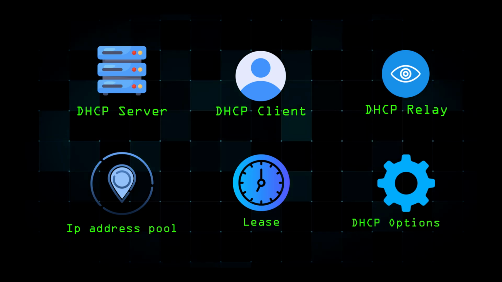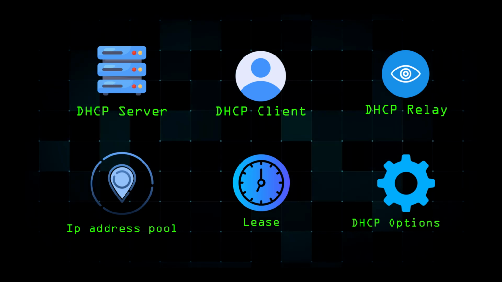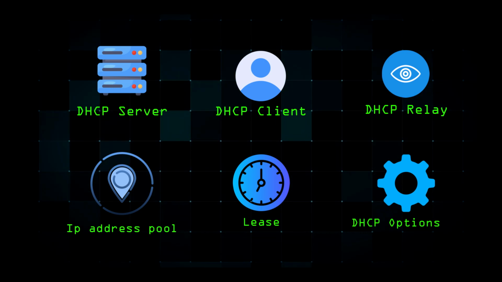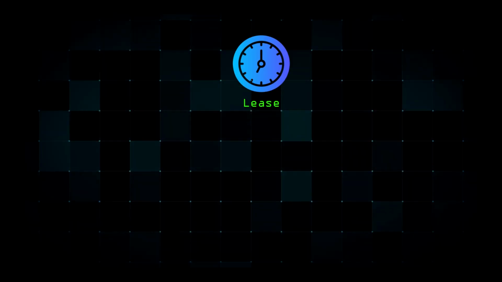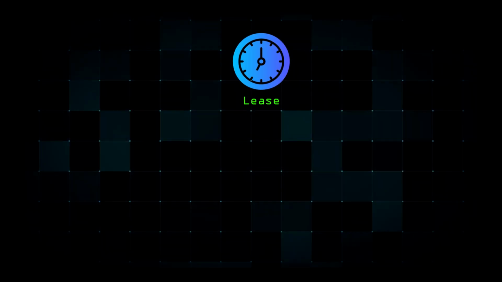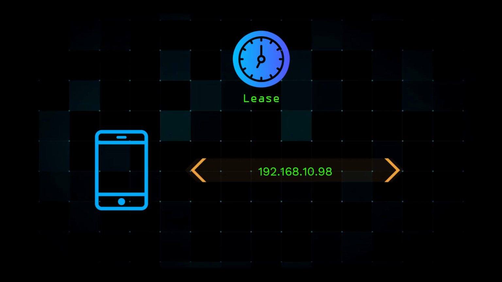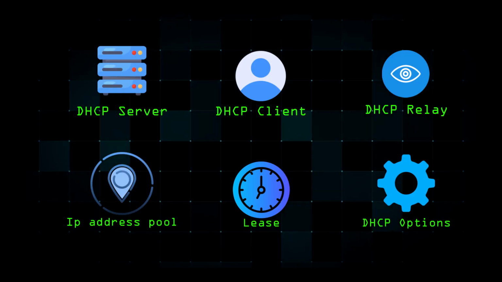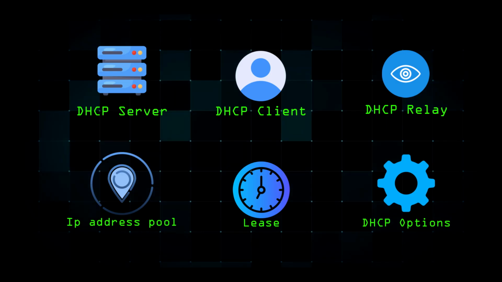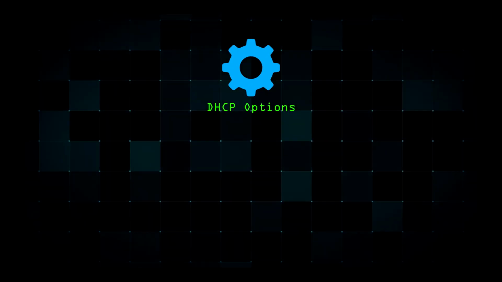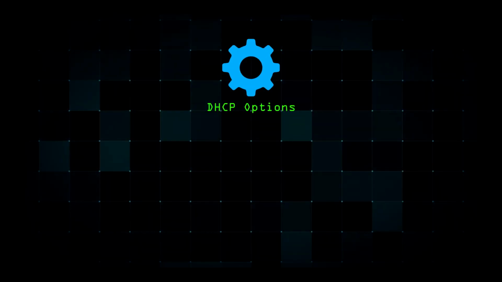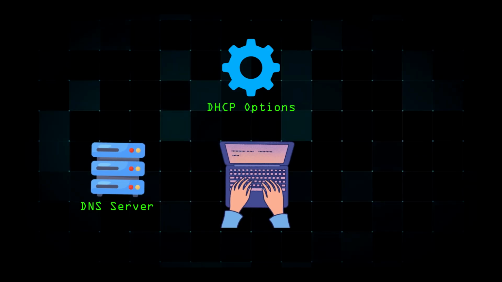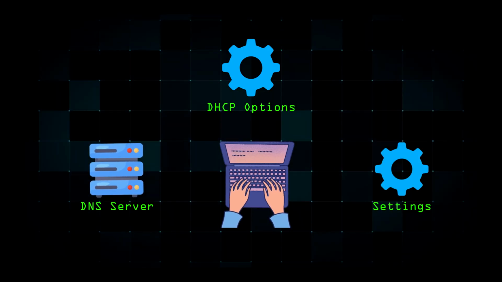But here's the important part. These IP addresses are not given forever. They are given for a limited time called a lease. After that, the device has to renew it to keep using the same IP. Along with the IP addresses, DHCP also provides extra configuration. These are called DHCP options. This includes things like DNS servers, domain names, and other network settings.